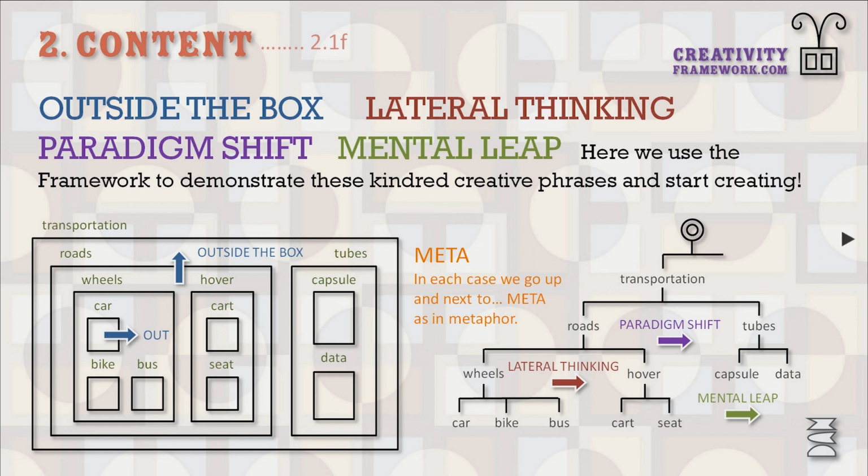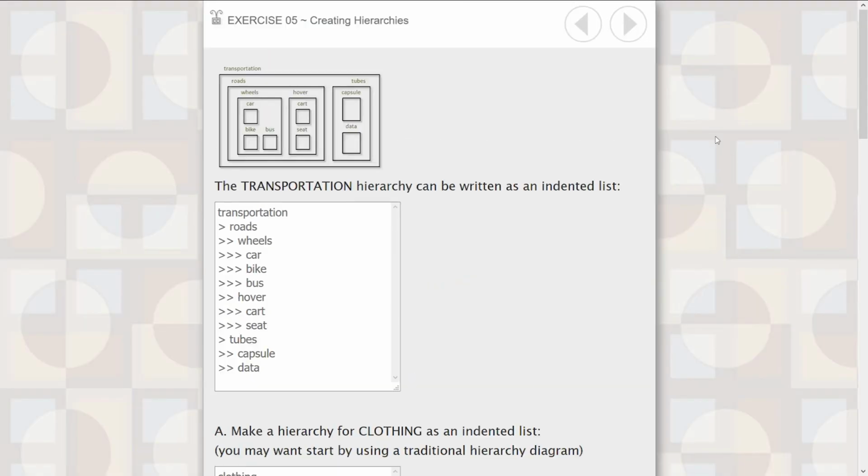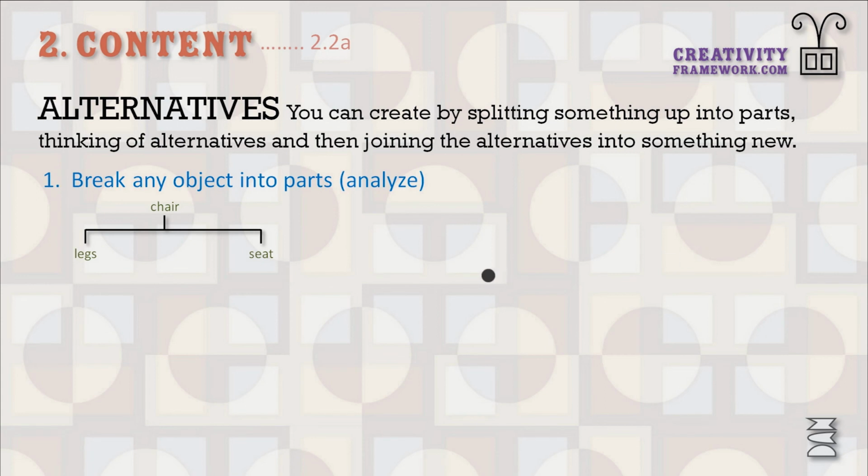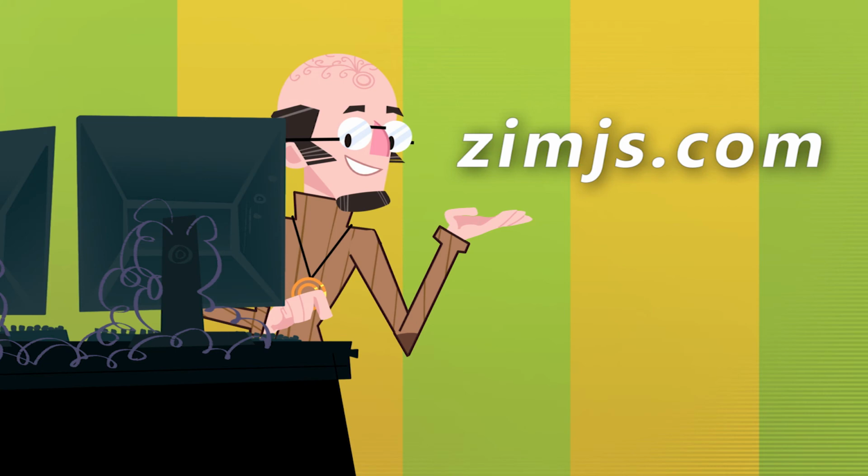And there's more and more exercises and so forth, and then working out how that all works. And that's the creativity framework. But you know, I've kept you here for a long time, haven't I? And so we will say goodbye from zimjs.com. We were taking a look at the creativity framework to see some of the definitions of the types of things that we're using when we code.